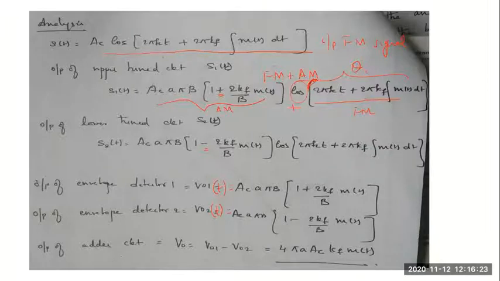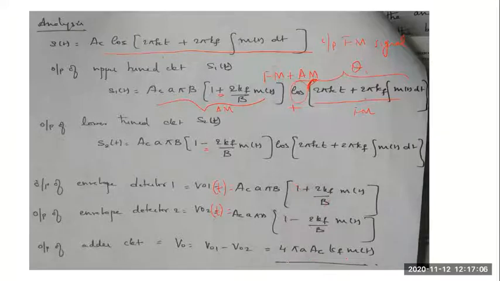Okay. And the final output of the adder will be V01 of t minus V02 of t. You can see only the first terms will get added. Sorry, the first terms will get cancelled. The second term gets added. You have this one and this one will be cancelled. You have A_c a pi b into 4 kf by B m of t. So whatever cancels, after cancelling out that B, which is there in this numerator and denominator, what remains here is 4 pi a.